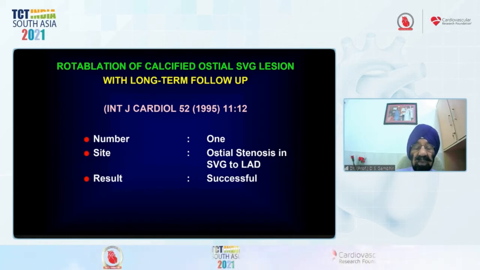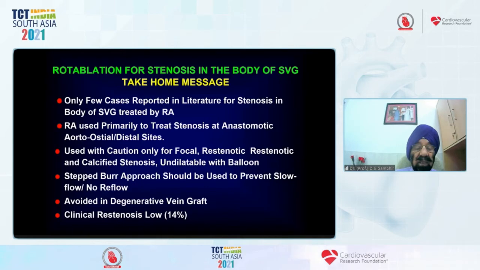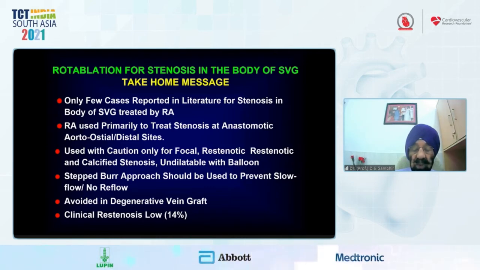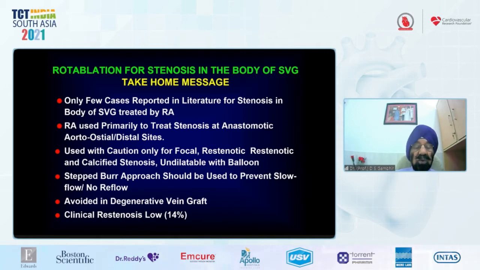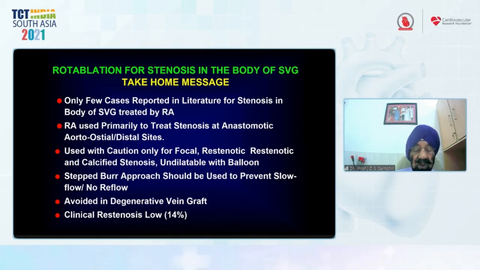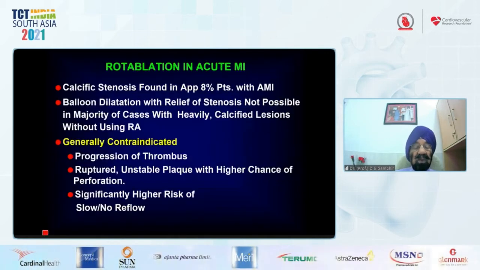So there is very limited literature on this, and one can conclude by saying that rotablation is possible in such cases, but a step-bur approach should be avoided because of slow flow or no reflow. Degenerated vein grafts should be avoided, and the clinical restenosis rate, whichever is reported, is very low.